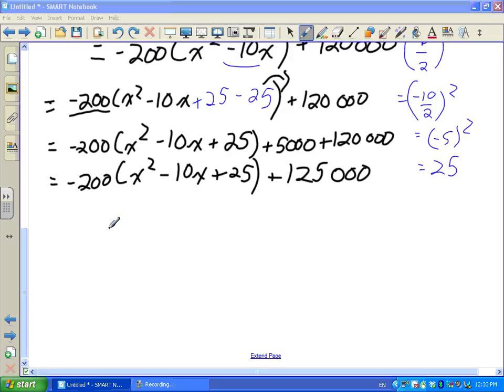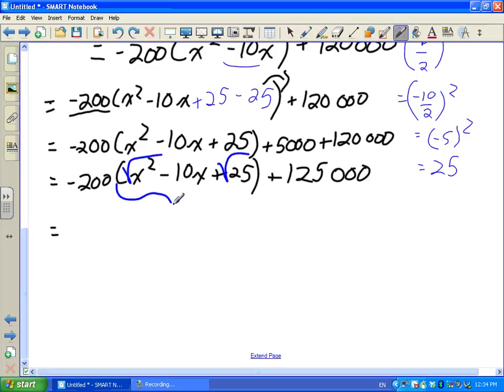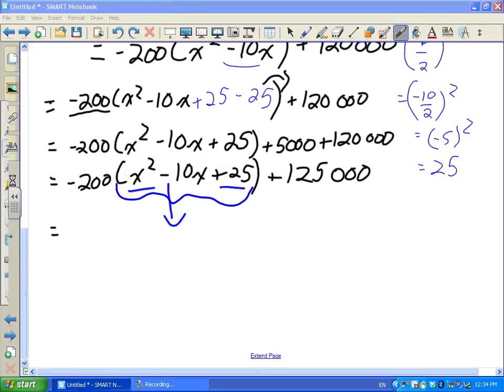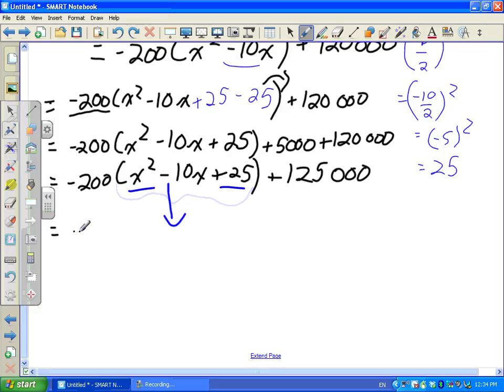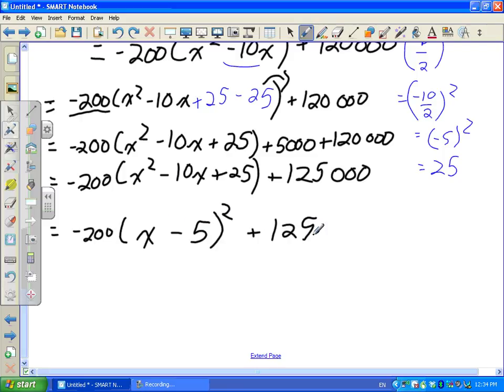Okay? So, let's square root. First term, all we're doing, remember guys, is we're just factoring this bracket. The fast way to do it is find the square root of the first term and the last term and bring down the middle sign. That's the fast way to factor it because it's a perfect square trinomial. So we have x minus 5, bring down the negative sign, squared on the outside. And here we go. We are now in our vertex form.